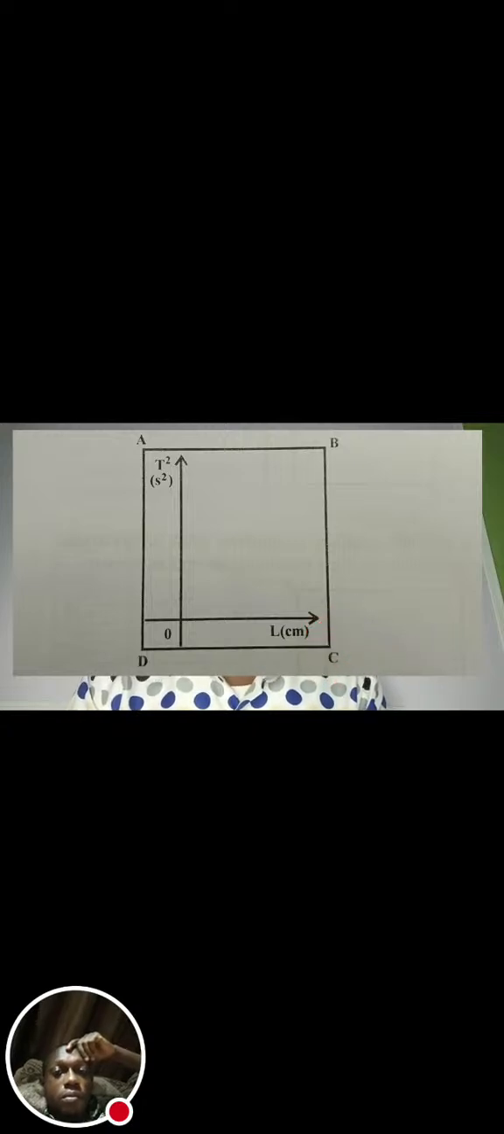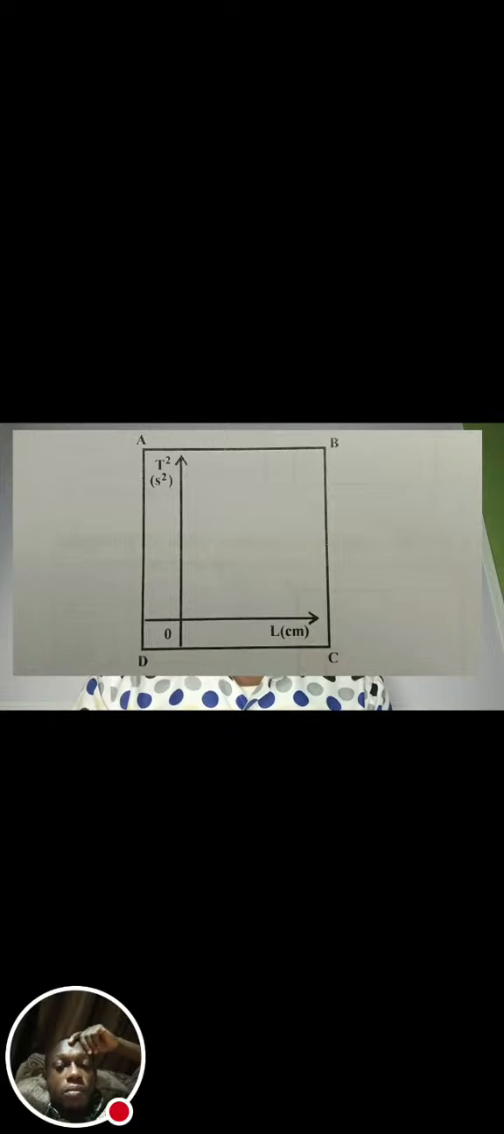Your experiment can be anything. This is just an example. So that's how to label. You must remember to label. That's step 3. Now step 4.